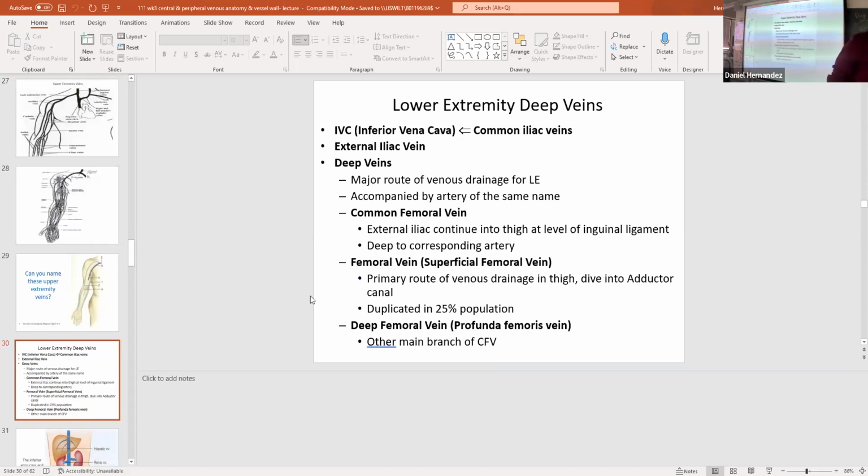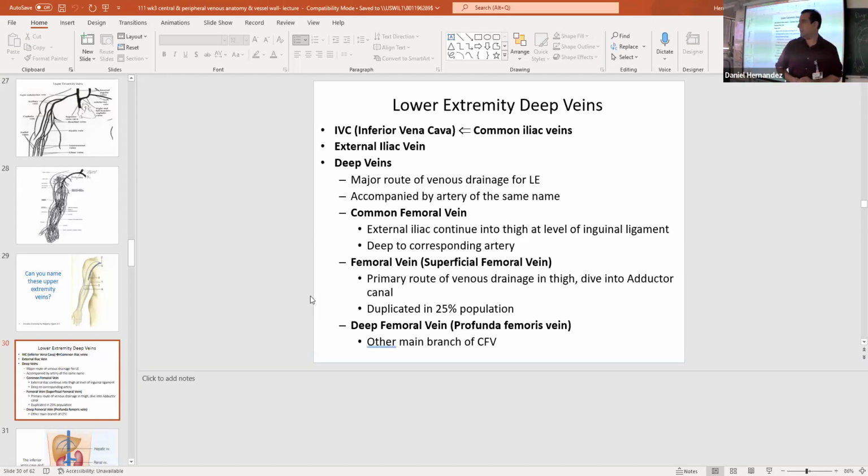So the internal jugular and the subclavian, what type of veins are those considered? Internal jugular, deep vein. They're both deep veins, because with the internal jugular vein, the corresponding artery is the carotid artery. And the subclavian, yes, we have a subclavian artery. So those are both deep. IJ is deep, subclavian's deep. The innominate is deep as well, because we have an innominate artery on the right.